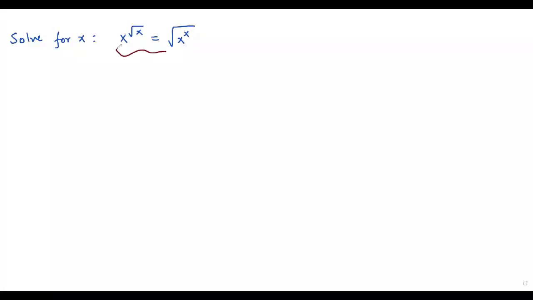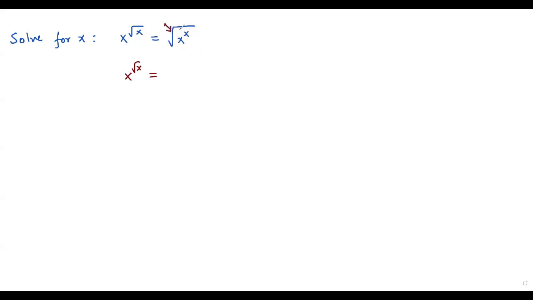Here we have an exponential equation, and in this exponential equation, we have to solve for x. That is, we have to find the value of x. Okay, so in the given exponential equation, what I'm going to do is, we have square root for the complete stuff on the right side. That is, for this complete stuff x to the x to the power, we have square root.